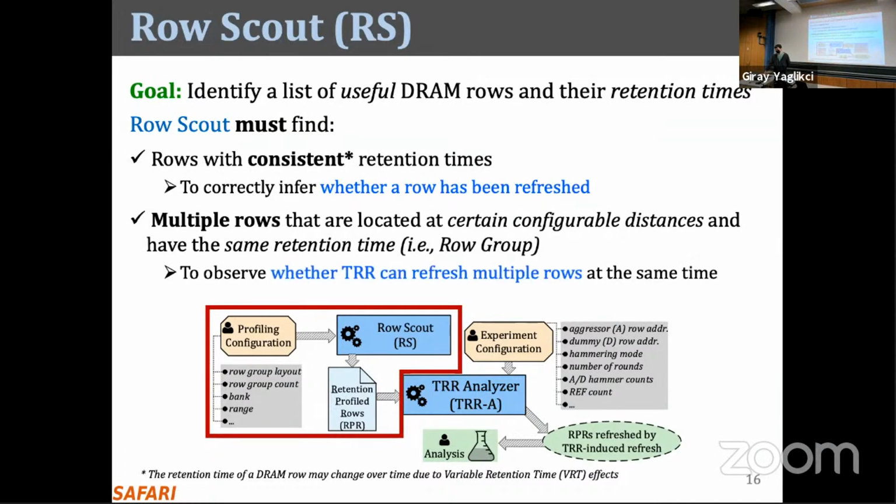Row Scout must also find multiple rows, or what we call a row group, that are located at certain configurable distances and have the same retention time. And this is important and required so UTR can observe whether or not the TRR mechanism can refresh multiple potential victim rows at the same time.